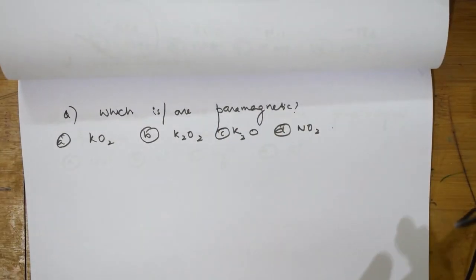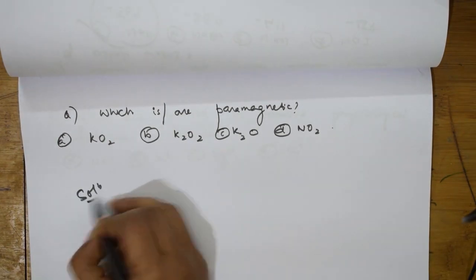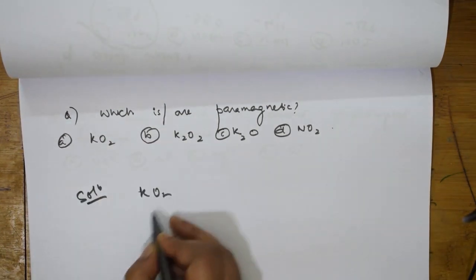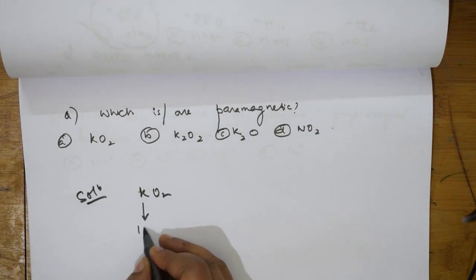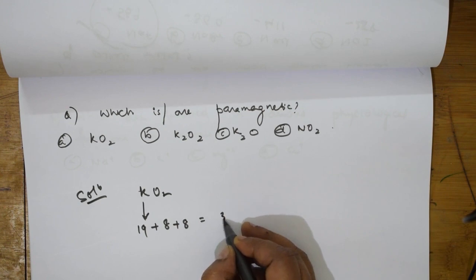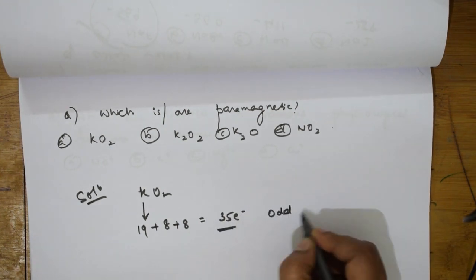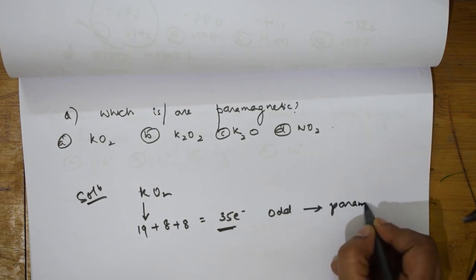Next question. Which ion is paramagnetic? They said. Okay. So when they give you the paramagnetic concept, remember what this is? Paramagnetic is nothing but number of unpaired electrons, isn't it? How do you take this? Just simple. I'll tell you. Calculate. Let me take KO2. How much is this? The atomic number of K is 19. One oxygen is 8, one more oxygen is 8. Together 35. 35 is an odd number, isn't it? So when it is an odd number, that means it is paramagnetic in nature.